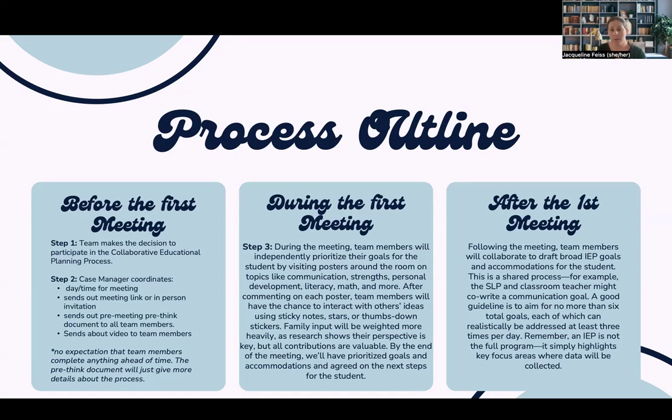By the end of the meeting, we'll have prioritized goals and accommodations and agreed on the next steps for our shared student. In between the first meeting and the second meeting, or after the first meeting, team members are going to create smaller subset meetings where they're going to collaborate to draft broad IEP goals and accommodations for the student. This is a shared process.